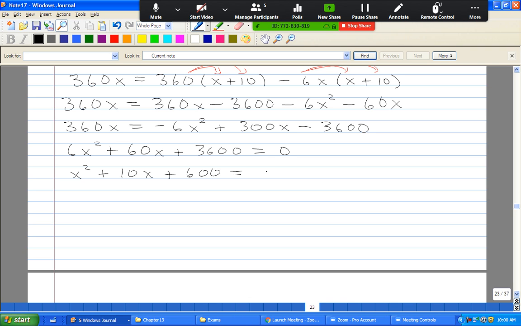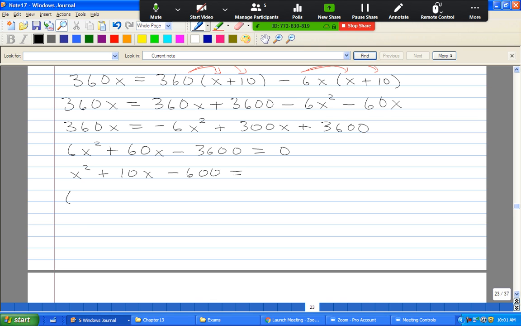Ooh, wait, that was a plus. That was a plus. This is a minus. Sorry, positive times positive is positive. And so bring it to the other side, you'll get a negative, which will be good. Then I can factor it.